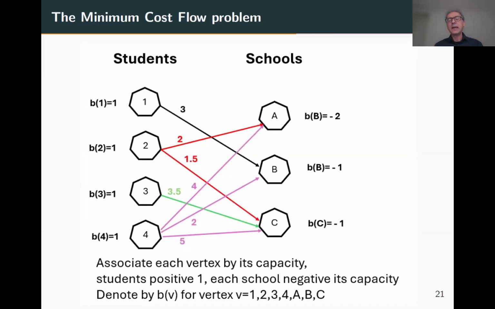How am I going to do that? I'm going to put a capacity constraint on each vertex. Any supplier, in this case, students are going to supply 1 themselves. I'm going to put a capacity of 1, positive 1. Any receiver is going to have a negative capacity. For example, here, school A has a capacity of 2. I'm going to denote it as minus 2. School B has capacity 1. I'm going to denote it as minus 1. So this is my notation. I'm going to denote those as Q, or actually in my formulation, I'm going to denote them as L.